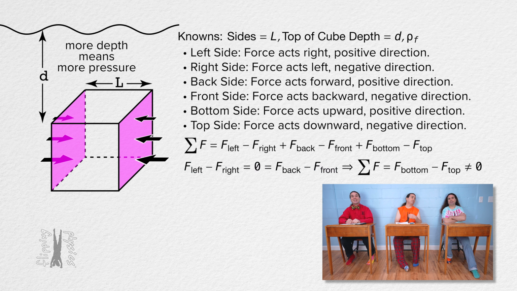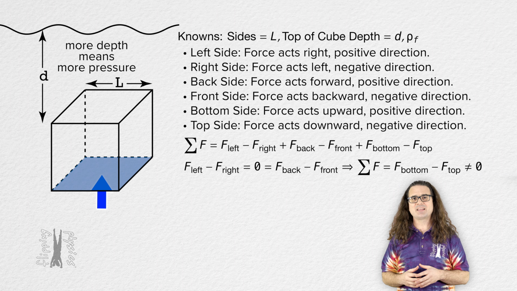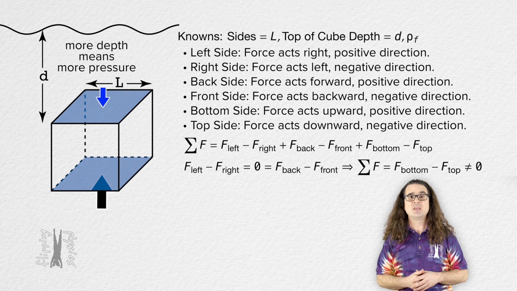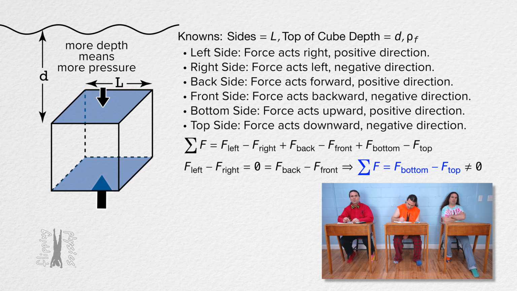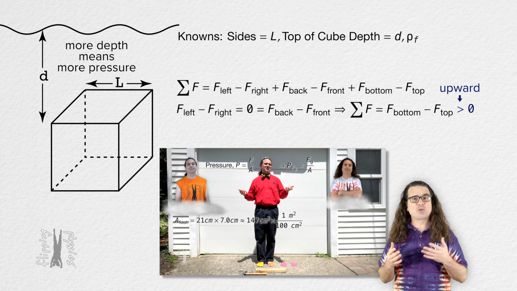Yep, well done. And again, because pressure increases with depth, the upward force acting on the bottom side is larger than the downward force acting on the top side. In other words, the net force acting on the cube caused by the pressure from the water acts upward on the cube. And in the first dream Billy had, he dreamed about the equation for pressure.